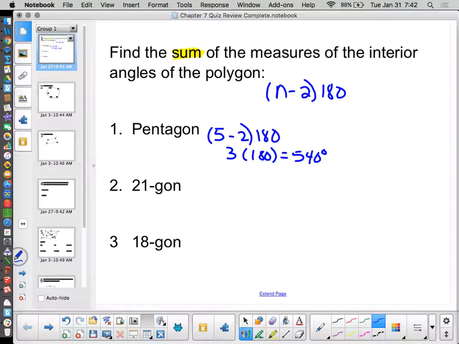A 21 gon. Obviously, it has how many sides? It's 19 times 180, which is how much? 3 times 4. Wait, how do you know it's 19? Because 21 minus 2 is 19. Oh.